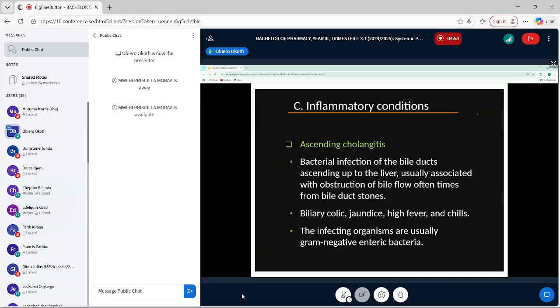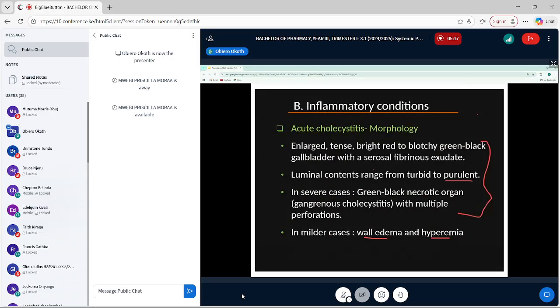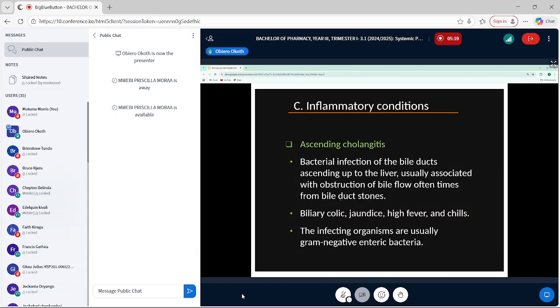You can have a cholangitis. Cholangitis is bacterial inflammation of the bile ducts ascending up the liver. It could be from obstruction of bile flow, and also it could be from bile duct stones, like what we showed you here. This one, bile duct stones. These are choledocholithiasis. Of course, patients will have biliary colic, obstructive jaundice, high fever, and chills. Again, features of acute inflammation.